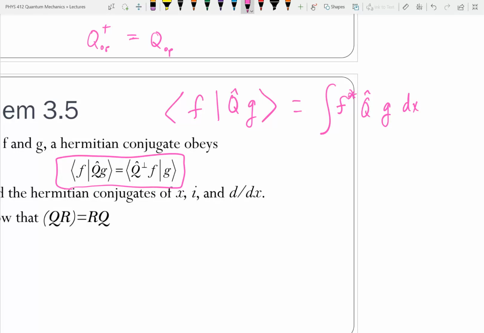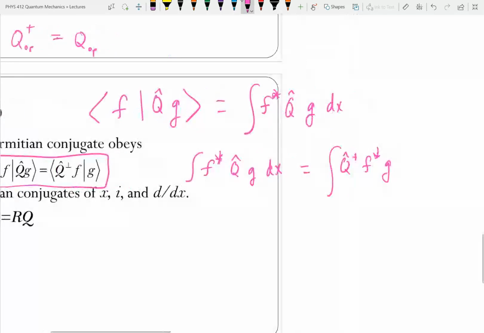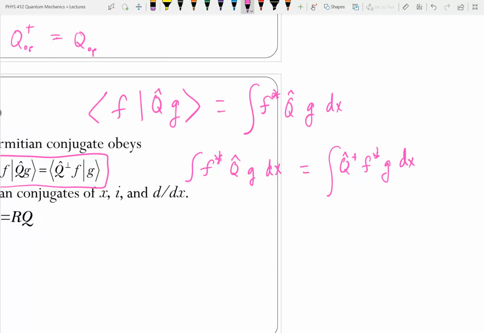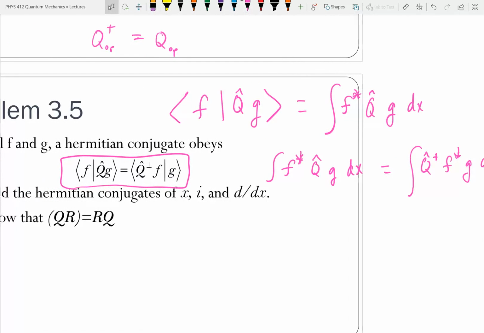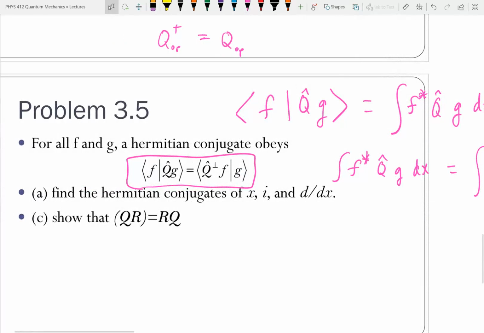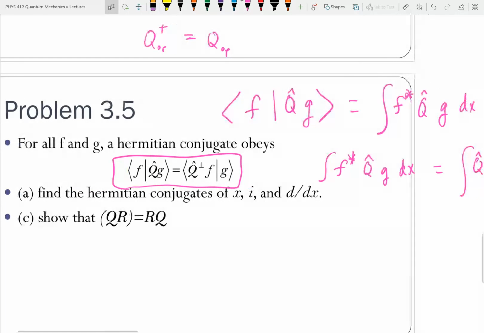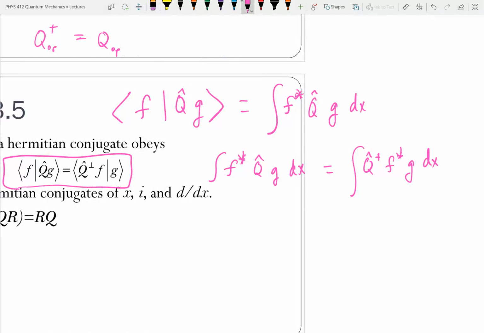And so what this equation is saying is the integral of F star Q G dx is equal to the integral of Q dagger F star G dx. All Hermitian conjugates are going to obey that relation.